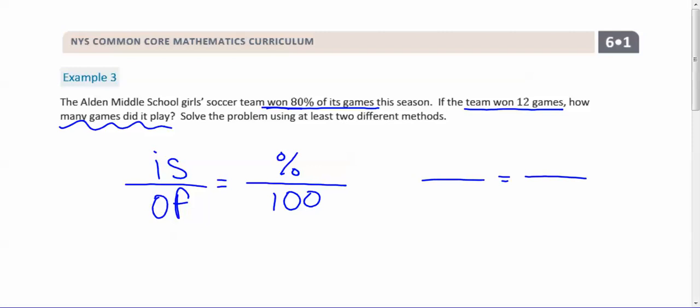So right here, what is the freebie? 100, yep.